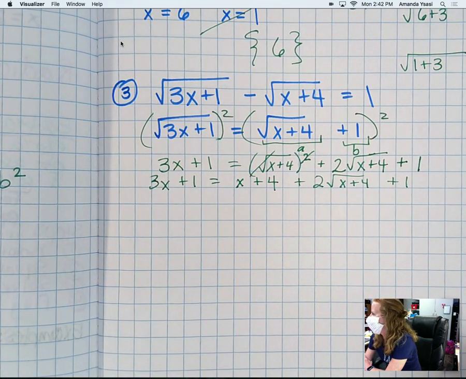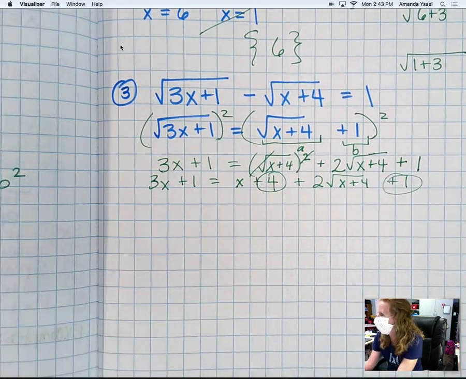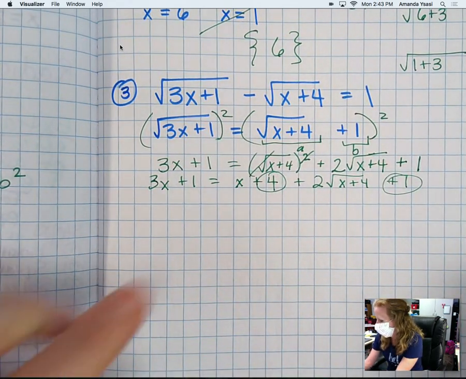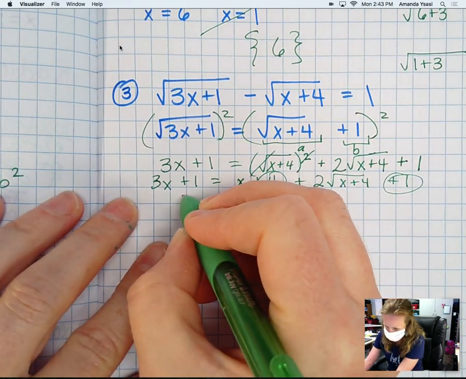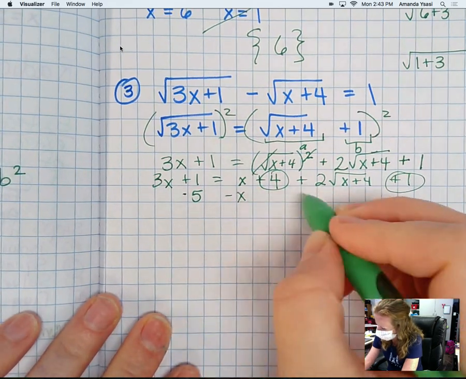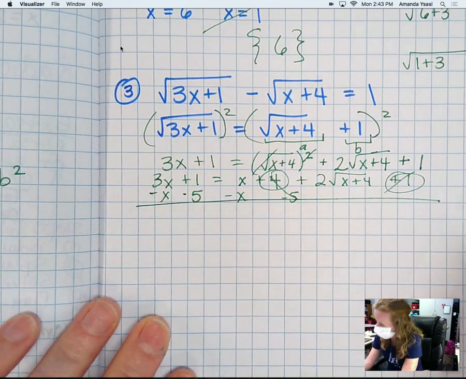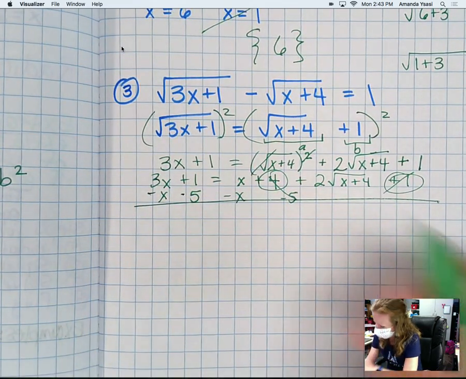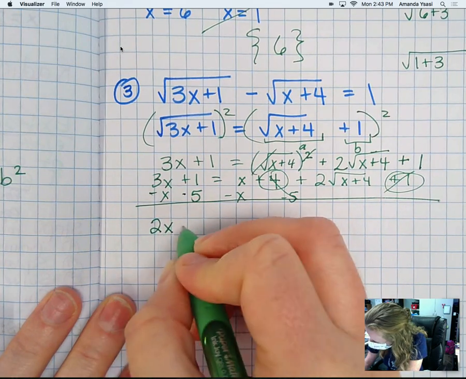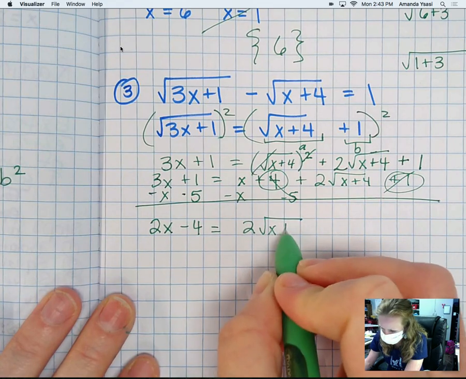So it's kind of like a puzzle. You're trying to figure out how to put everything in the right place. So we can combine these guys right here and actually move it to the other side, right? We know it's a plus 5, so we're going to minus 5 over here. We need to get rid of this x, so we're going to subtract x. So that leaves us with 2x - 4 = 2 square roots of x + 4.